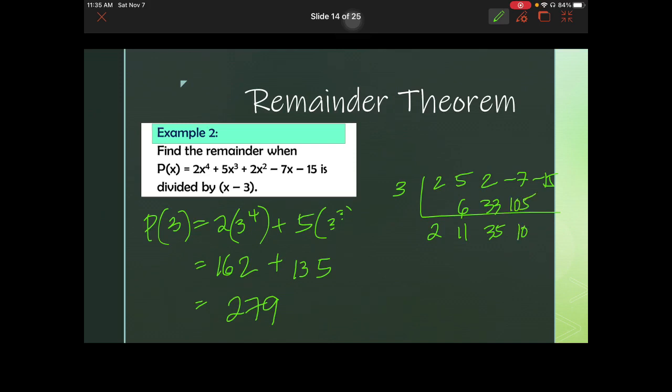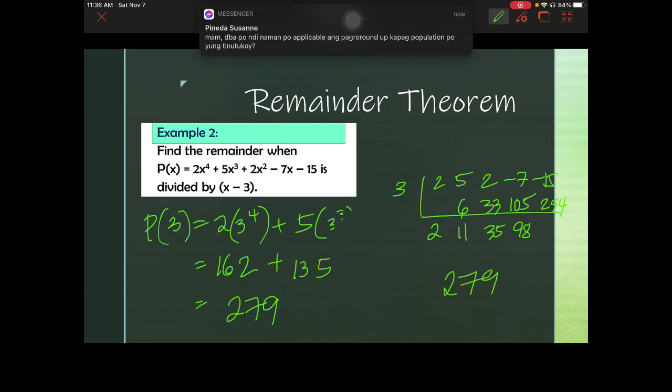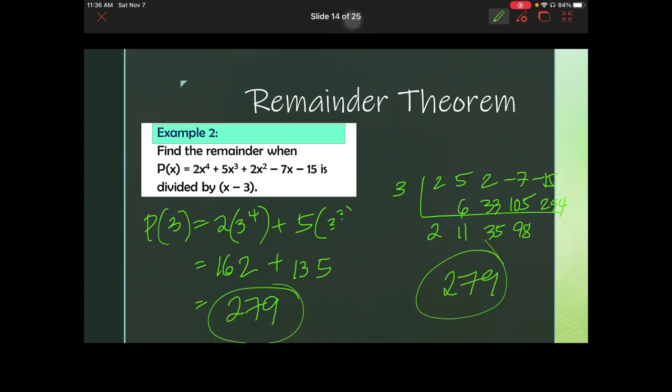35 times 3, 105. Oops, mali nang pinaglagyan. And then 105 minus 7 will give you 98. 98 times 3 will give you 294. 294 minus 15 will indeed give you 279. Alright? So, sana po naging malinaw na sa lahat ang remainder theorem.